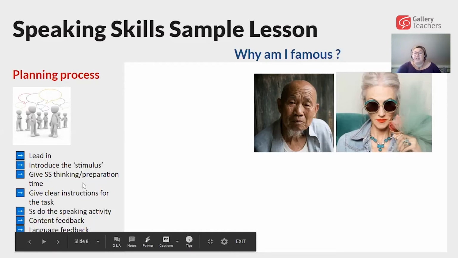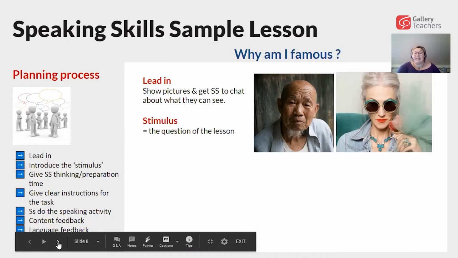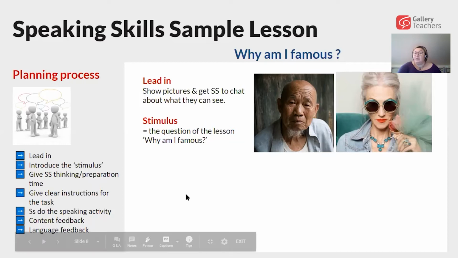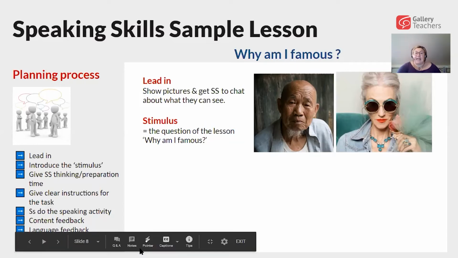So I would show my students these two pictures, and my lead-in would be asking them to talk about what they can see. So maybe discussing nationalities or ages or anything else they can see that could be interesting to them about these two different pictures. So the stimulus is basically the reason why I want my students to speak. So in this particular sample lesson, the question of the lesson is going to be, why am I famous? So looking at these two individuals and getting the learners to have a think about, why might these two people be famous?